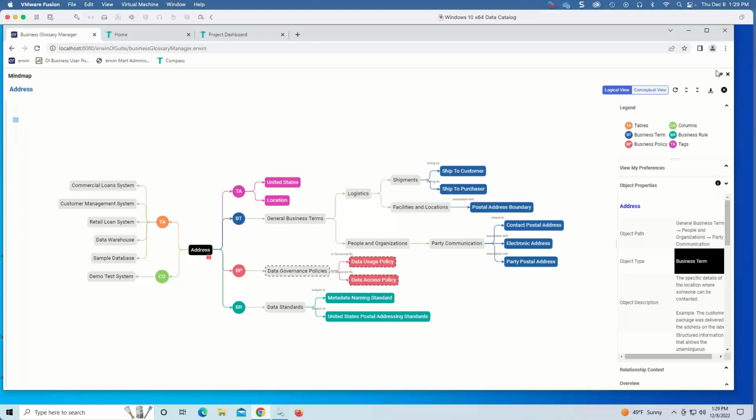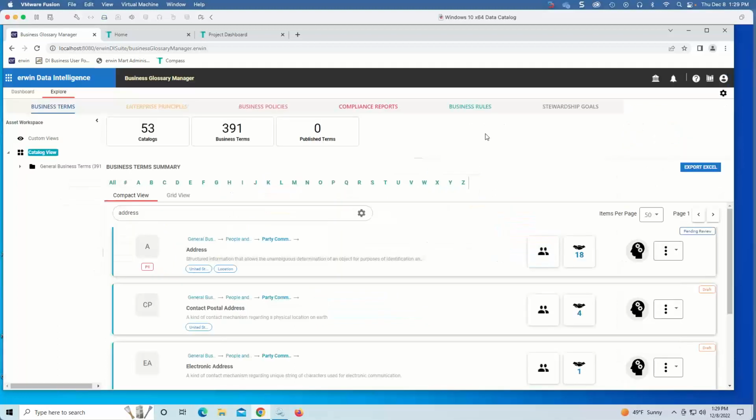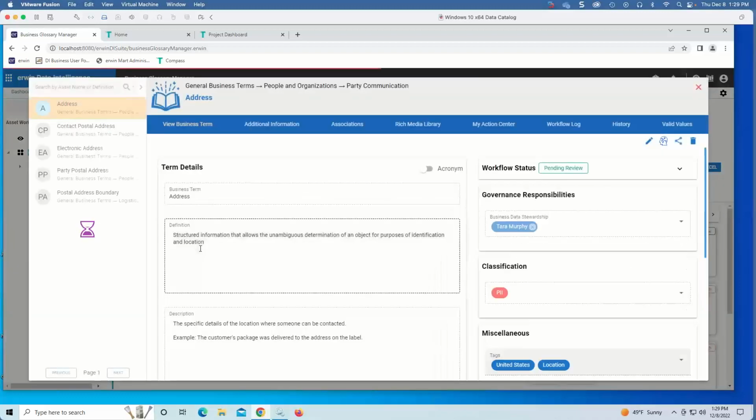So let me jump back here. And actually, before I do that, one of the other things I wanted to talk about was this idea of a workflow. So if I jump into address, you can see here I've got a workflow status.